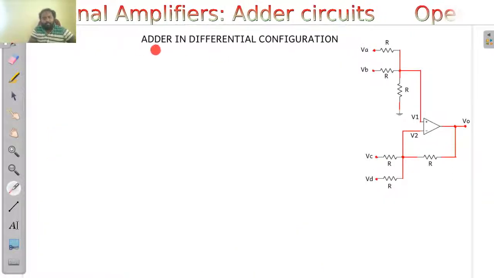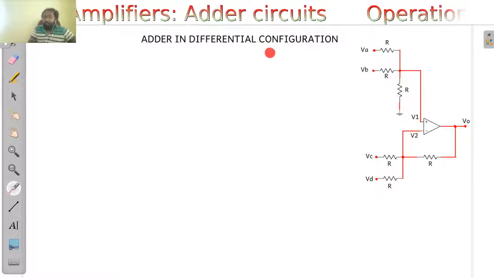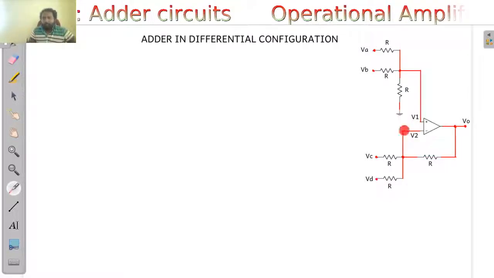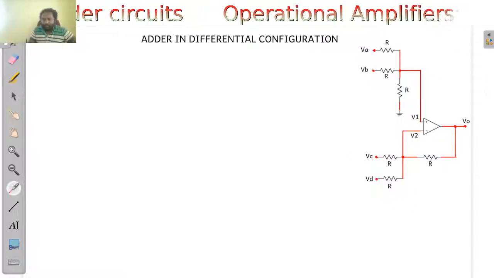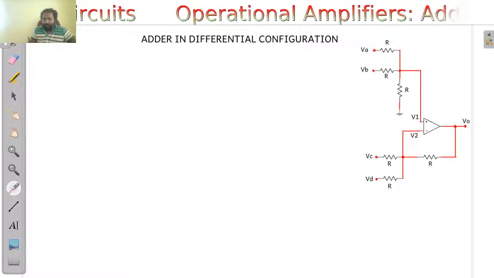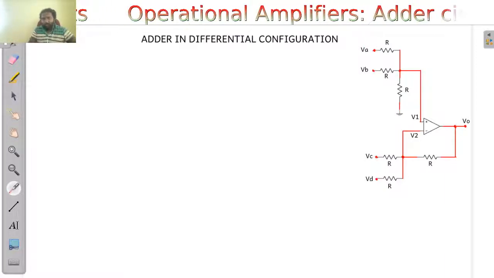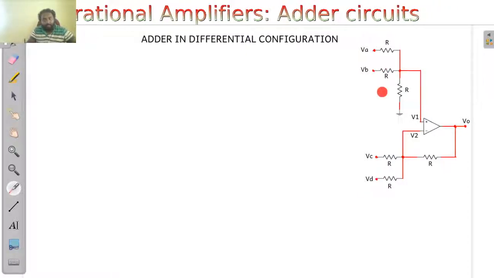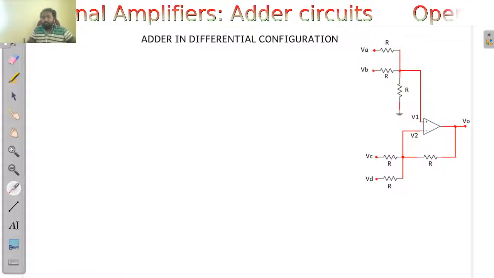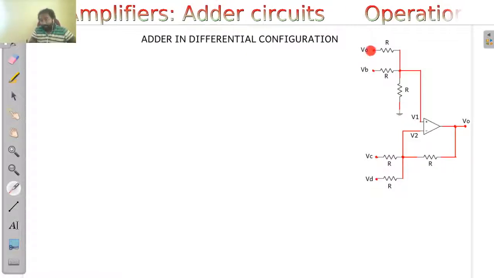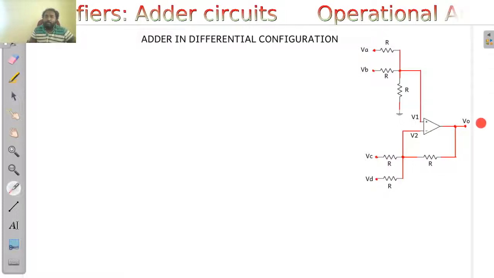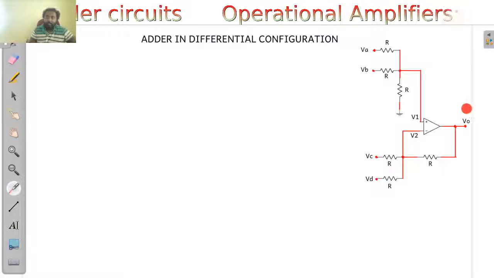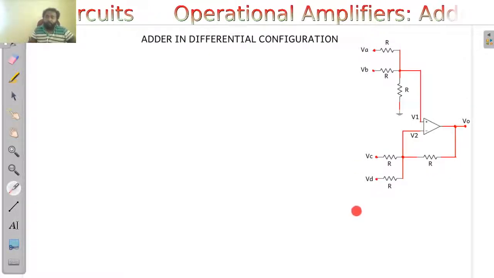Now this is the last part of our discussion, and it is about the differential configuration of adder circuit. So here you have a differential amplifier configuration for the adder, and here you have 4 inputs, VA, VB, VC and VD. What we are going to do is find out the individual effects of VA, VB, VC and VD, keeping the others grounded. If we get the individual effects on the output voltage, then we can superimpose using the superposition principle and get the effective output voltage due to all the sources together.